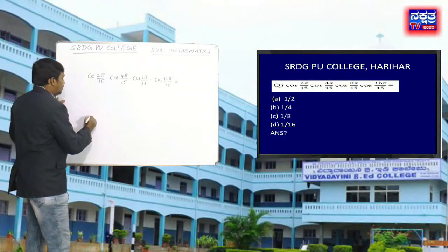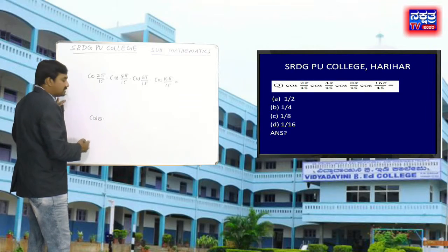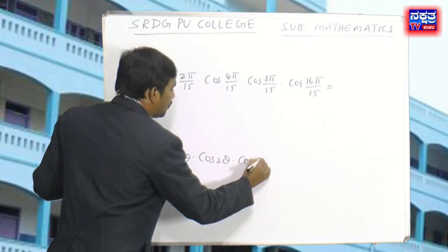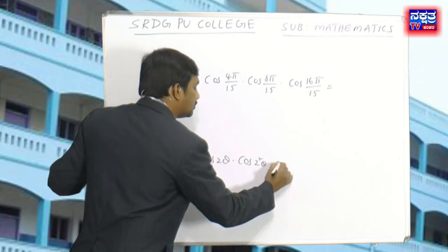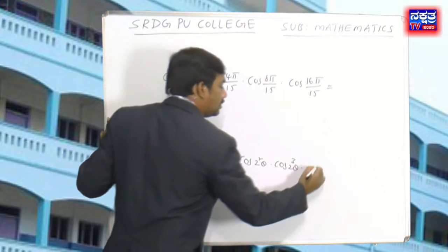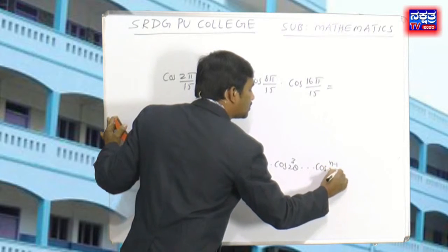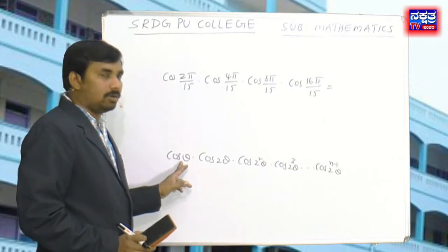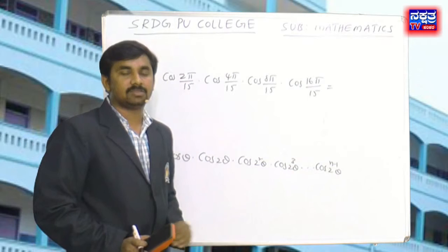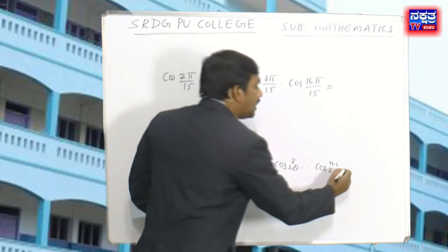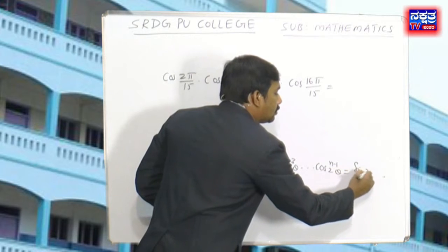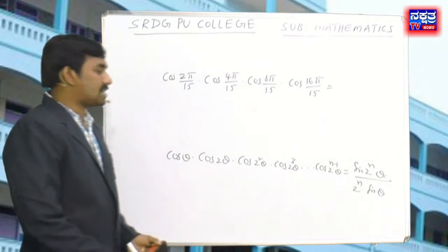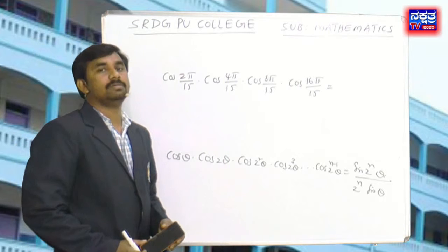See guys, here this is related to one formula, cos theta into cos 2 theta into cos 2 square theta into cos 2 cube theta into so on cos 2 power n minus 1 theta. The terms till 2 power n minus 1 means it is 2 power 0, 2 power 1, 2 power 2, up to 2 power n minus 1, total n terms product, then it will become sin 2 power n theta by 2 power n into sin theta.